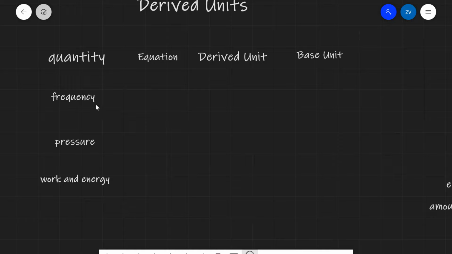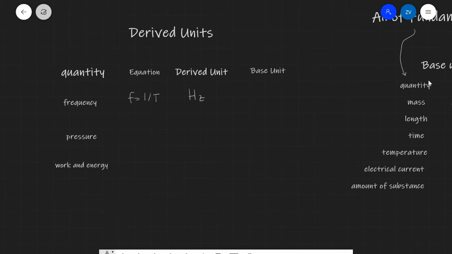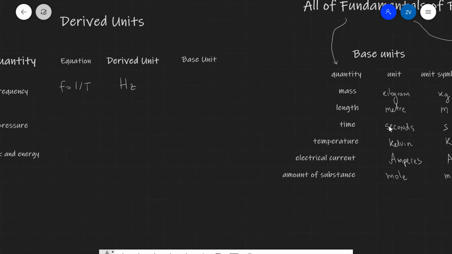Let me give you an example. For instance, frequency, and you'll be familiar with this equation from your GCSEs or prior courses. The equation for that is that frequency is 1 over the time period. You will also be familiar with the derived unit of the frequency, which is just the hertz. Now, the hertz is not a base unit. It is not a unit out of this list of quantities and units that we looked at before.